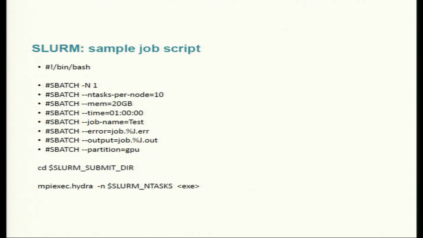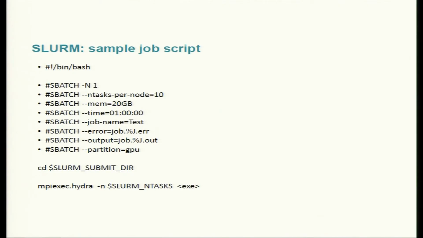So this will give me 10 cores within the node. Let's say I don't have an exclusive policy in my system. That means multiple users can share a node. So in that case, multiple users, let's say I have 40 cores, so 4 such jobs can land on the same node. Then I can specify my memory requirement.